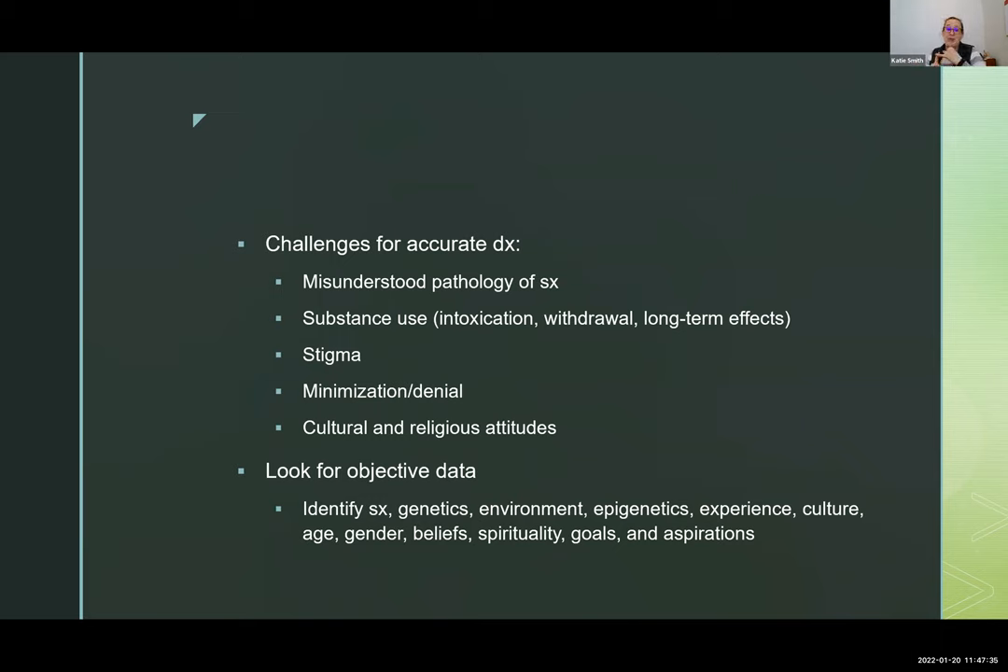There can be a misunderstood pathology of the symptoms. So what is the onset of the symptoms? Where did they come from? Well, I don't really have a clear understanding, which makes it really hard to find the diagnosis. Substance use, right? It's really hard to find a diagnosis when substance use is present, whether that's current intoxication, withdrawal, or long-term effects. Stigma can be challenging. It can be challenging for the client. It can be challenging for the clinician. I don't want to diagnose this person with borderline personality disorder because this is all a result of their trauma, right?